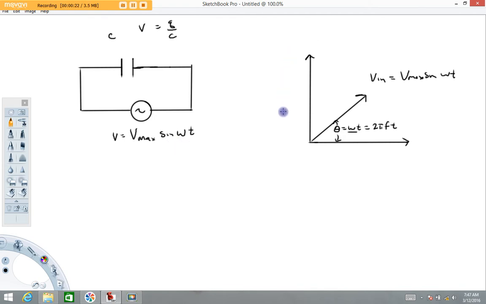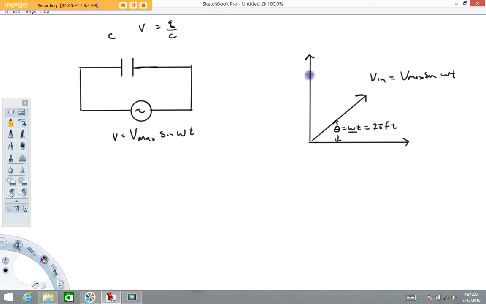Over on the right, just like in my previous video here, I've got a phasor diagram. This phasor represents the input voltage, right? So the length of this vector is equal to Vmax. Here's an angle theta, which would equal omega t, also can be written 2 pi f times t. And again, you got to imagine this thing rotating round and round and round.